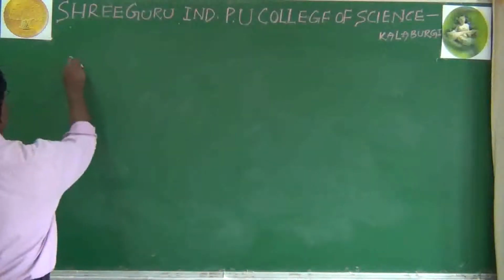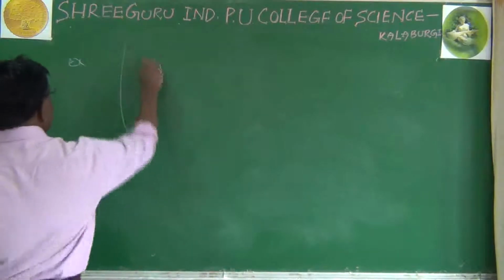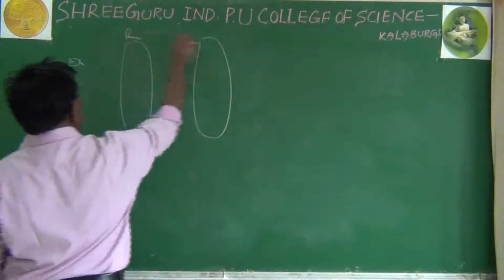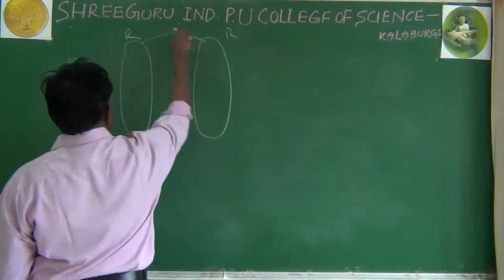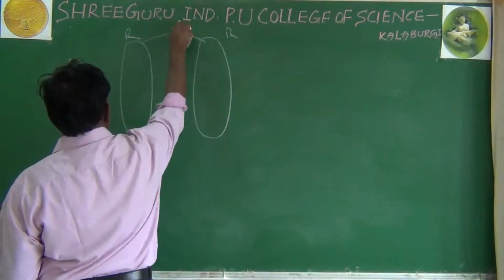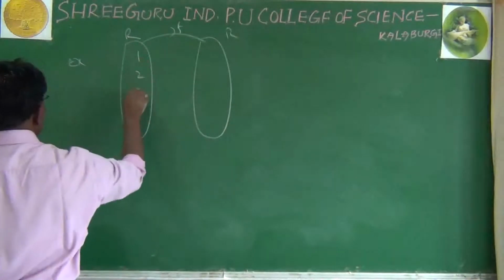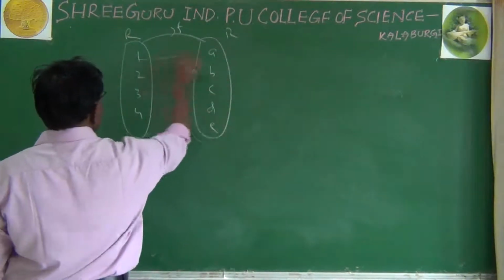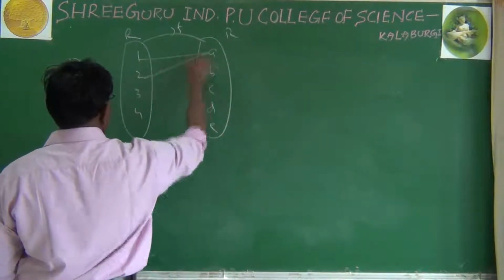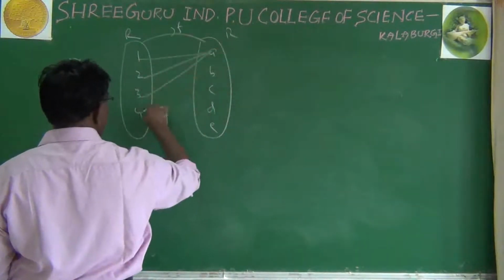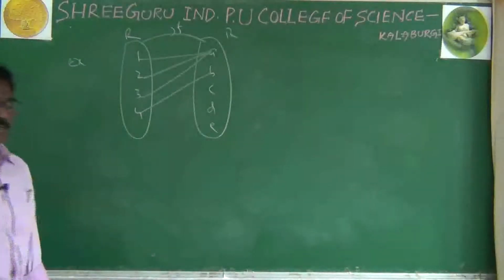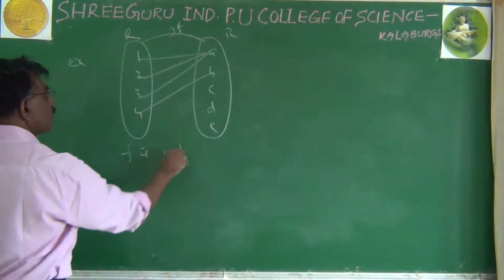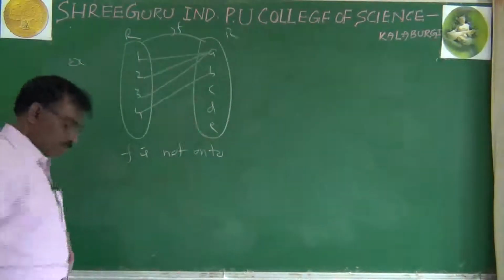For example, this is R, this is R, because f from R to R is defined. Okay, so 1, 2, 3, 4 and A, B, C, D. Is it an onto function? No. f is not onto.